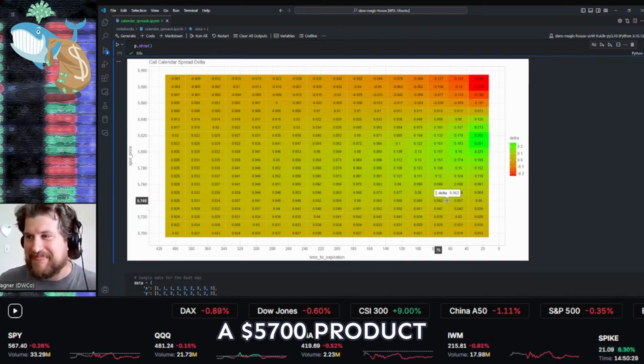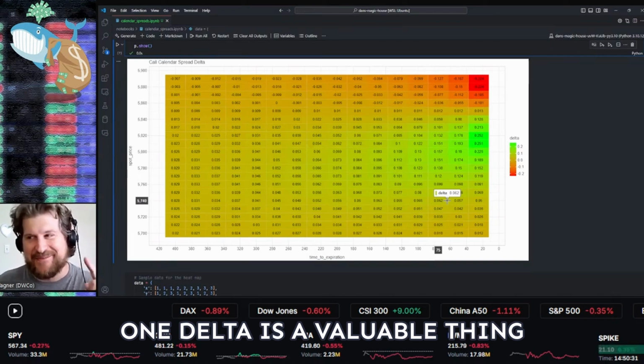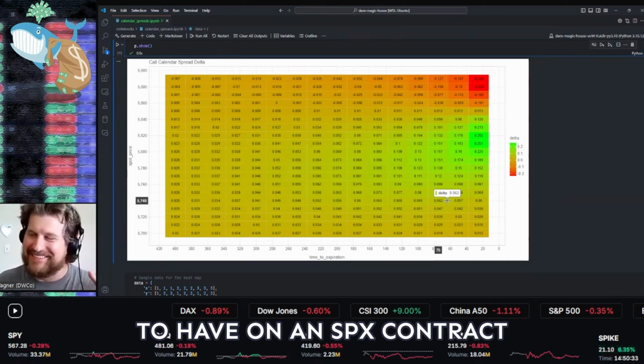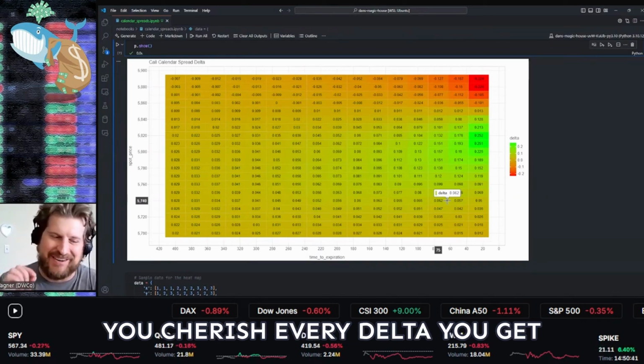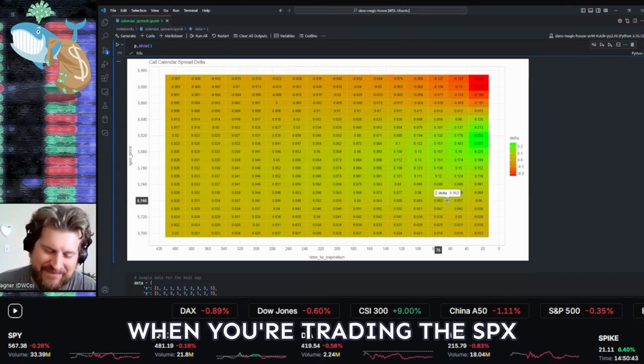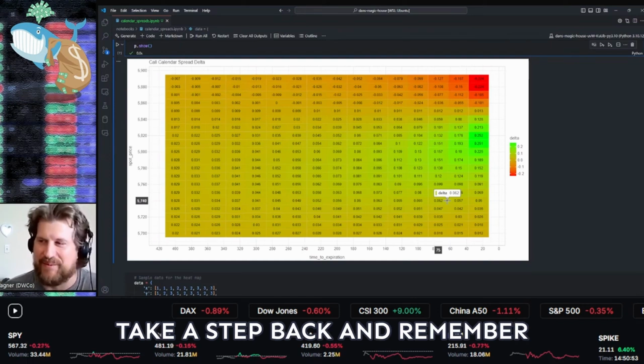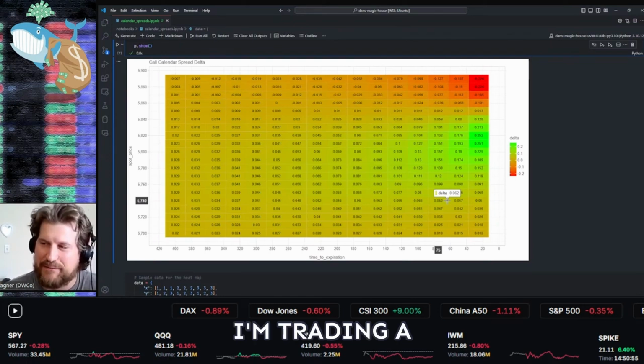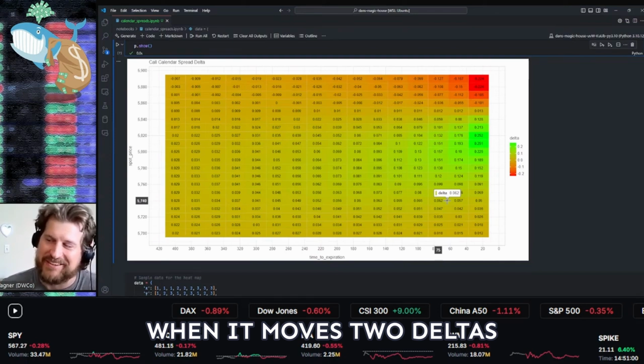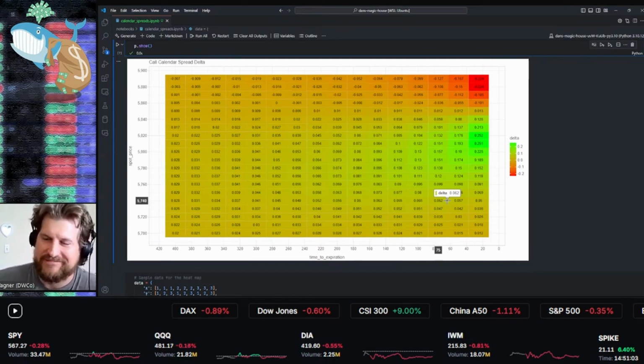So one delta is a valuable thing to have on an SPX contract, right? You cherish every delta you get when you're trading the SPX, because it's such a large product. So take a step back and remember, oh hey, I'm trading a $5,700 stock. So when it moves 2 deltas, that's pretty good.